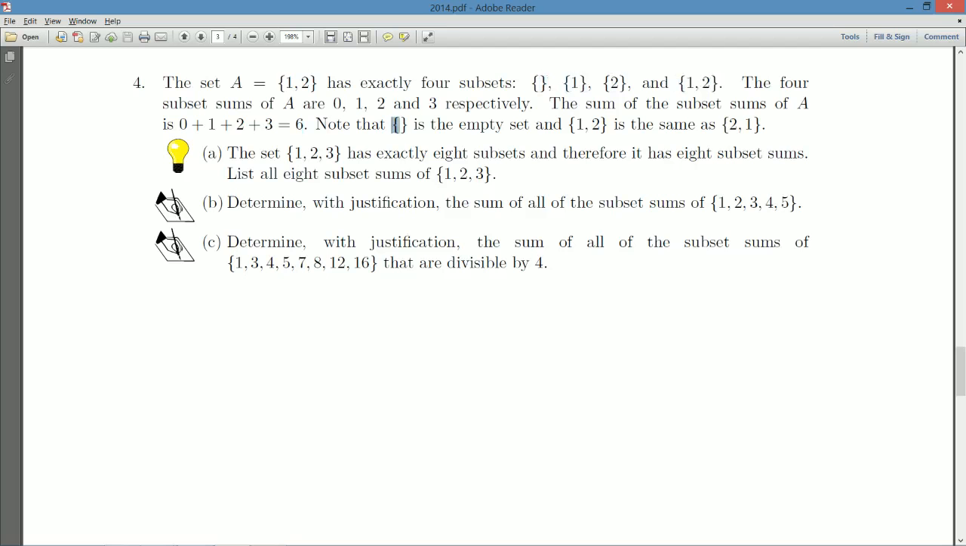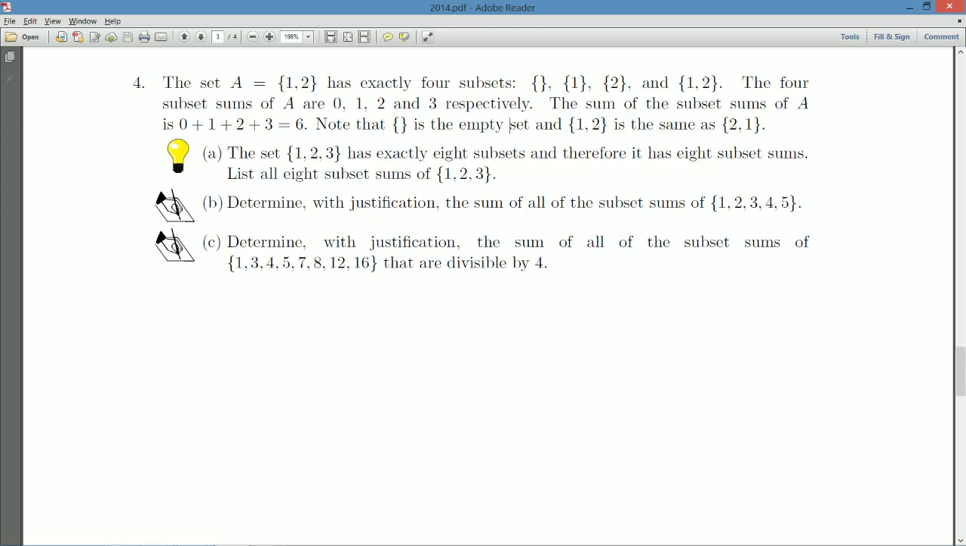Note that, I already mentioned this is the empty set, and that 1, 2 is the same as 2, 1, so you can't get a different subset by reordering things. Alright, A part. The set 1, 2, 3 has exactly 8 subsets and therefore has 8 subset sums. List all 8 subset sums of 1, 2, and 3.